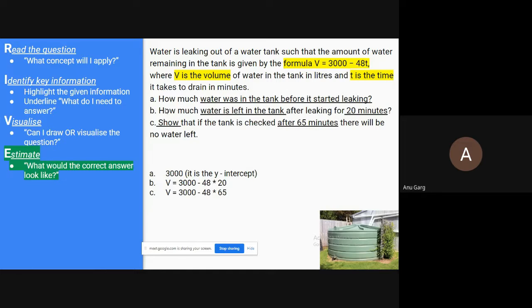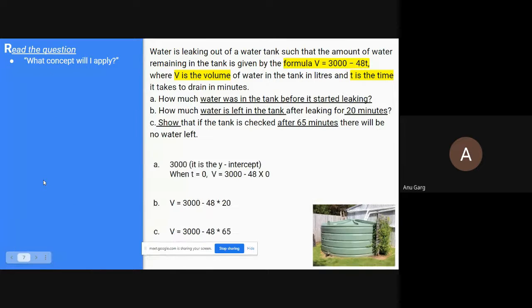And then for the next part, how much water is left in the tank after 20 minutes? I know T is 20, so I need to substitute the value of T as 20. And for the next one, show that if the tank is checked after 65 minutes, there will be no water left. So I will be checking 65 minutes, substituting it here for T. So that's how I'm estimating. I'm trying to think how to solve the question.